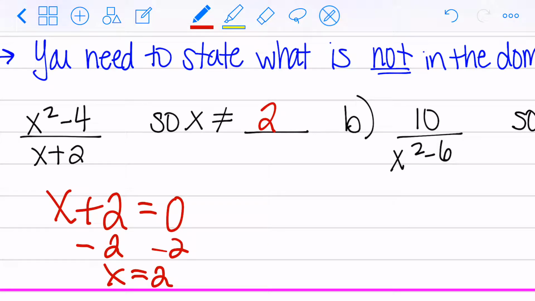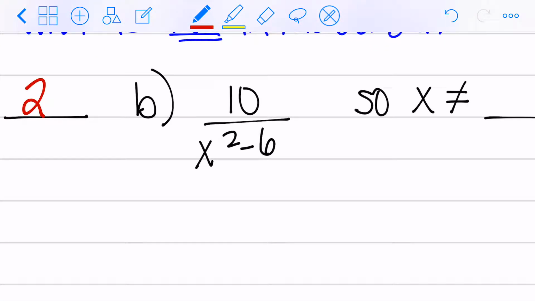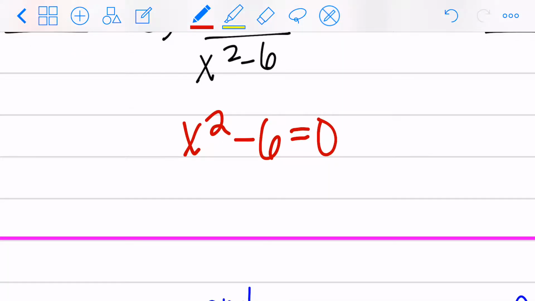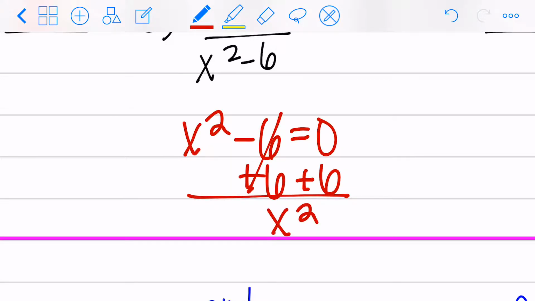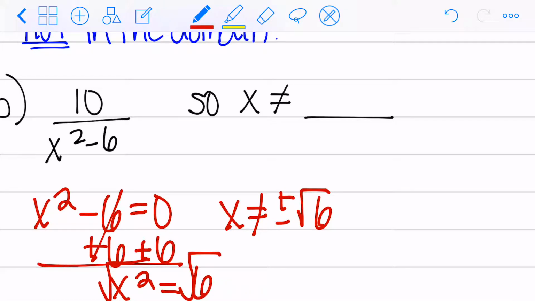So let's do it on the other side. If we had this one right here, we would want to set the denominator equal to 0. Then we add 6 to both sides, and we get x squared is equal to 6. Then if you take the square root of both sides, you get x cannot equal plus or minus the square root of 6. So that would make it undefined. We do not want x to be either a positive square root of 6 or a negative square root of 6.